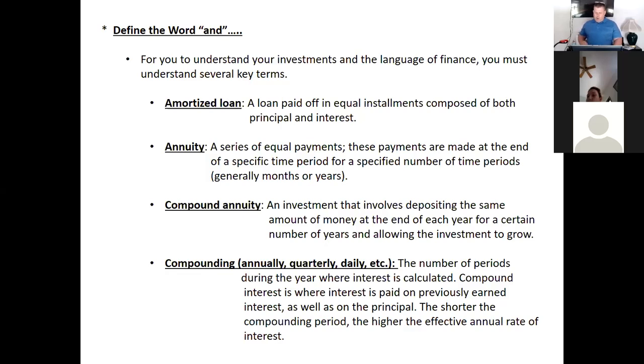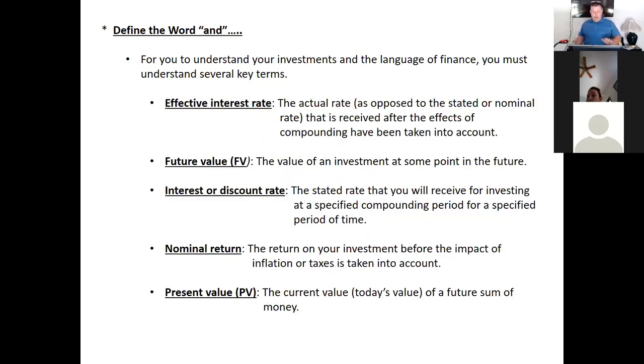So obviously, the shorter the compounding period, the higher the effective annual rate of interest is. So if you're compounding daily, you're going to earn a lot more interest than if you're compounding yearly. The effective interest rate, or what we also abbreviate EIR, is the actual rate, as opposed to the stated or nominal rate, that is received after the effects of compounding have been taken into account.